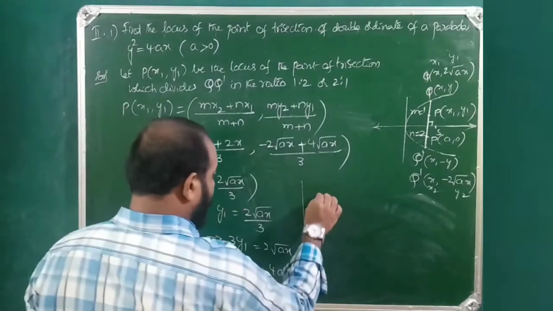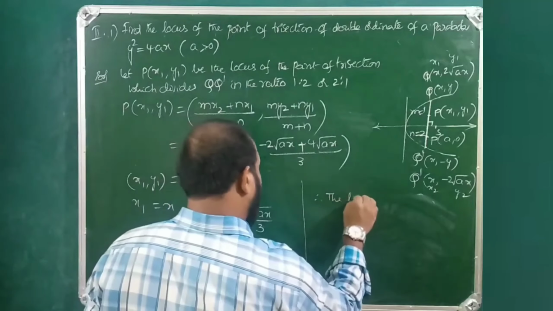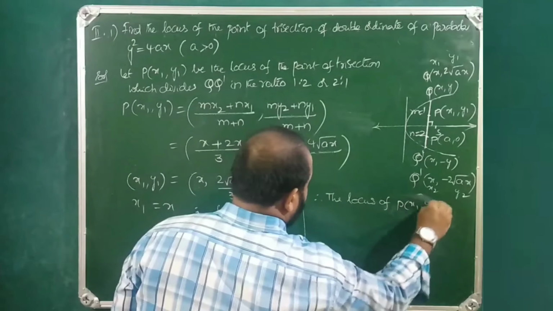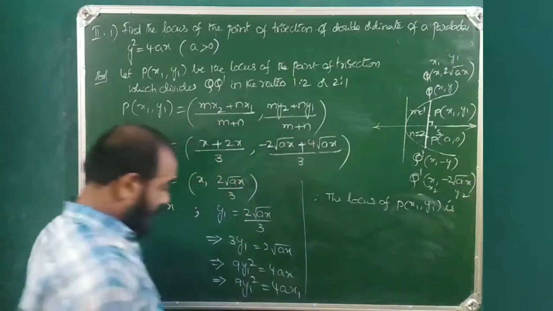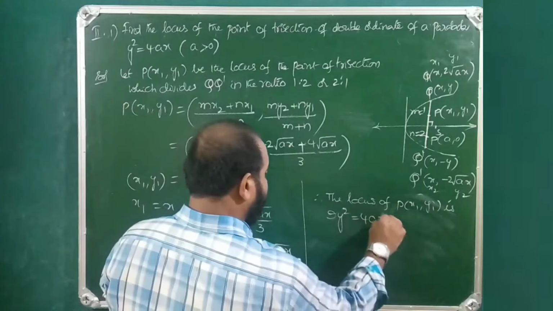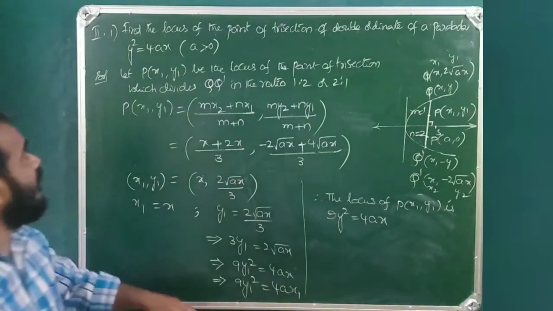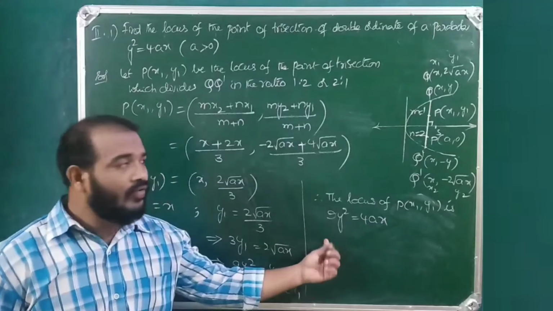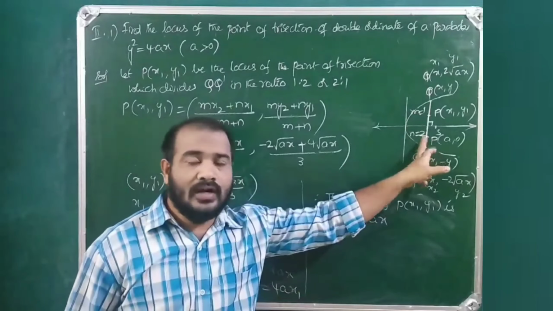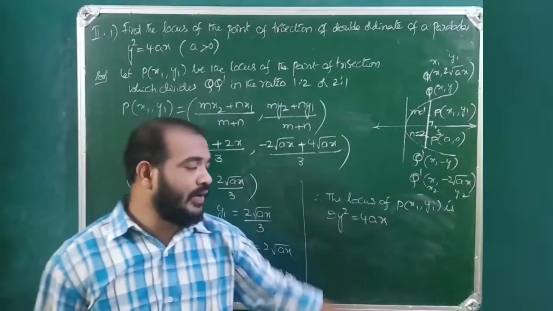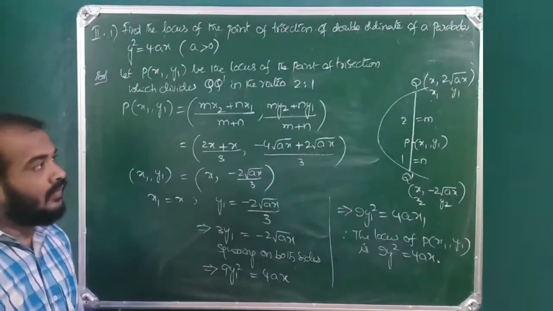Therefore, the locus of P(x1, y1) is 9y square equals 4ax, the locus of the point of trisection. This we have done in the ratio 1:2, and if you do it in 2:1 also, then the same 9y square equals 4ax is what we get.